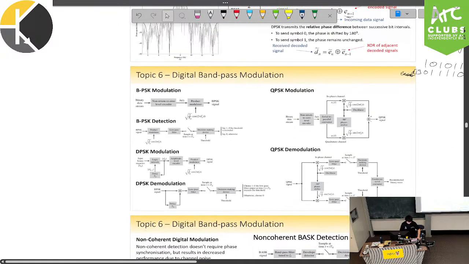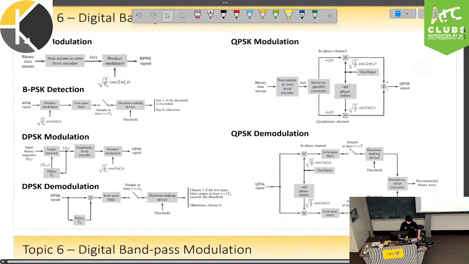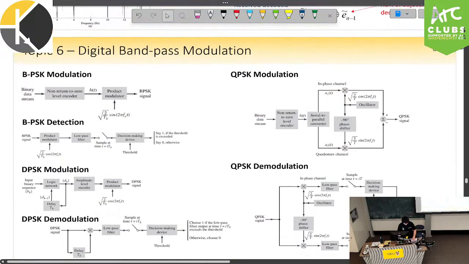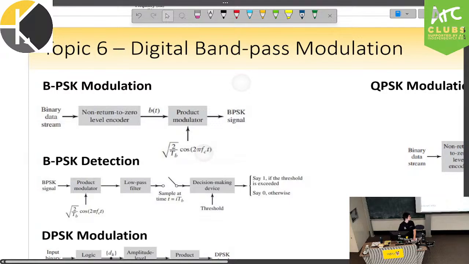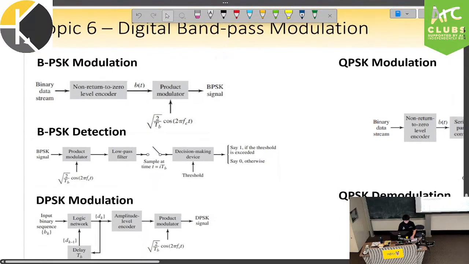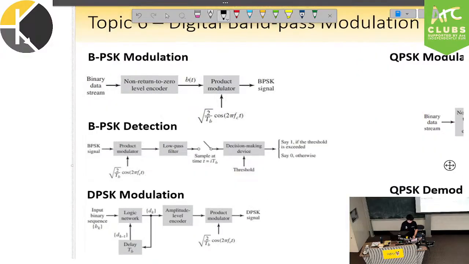So here's just the general ideas on how you would construct these different modulation systems. You have your binary phase shift keying, where you go non-return to 0, so that's your 0, then your 1, and you're going to be multiplying this by, oh no. Okay, let's not be able to see the picture for a couple seconds.